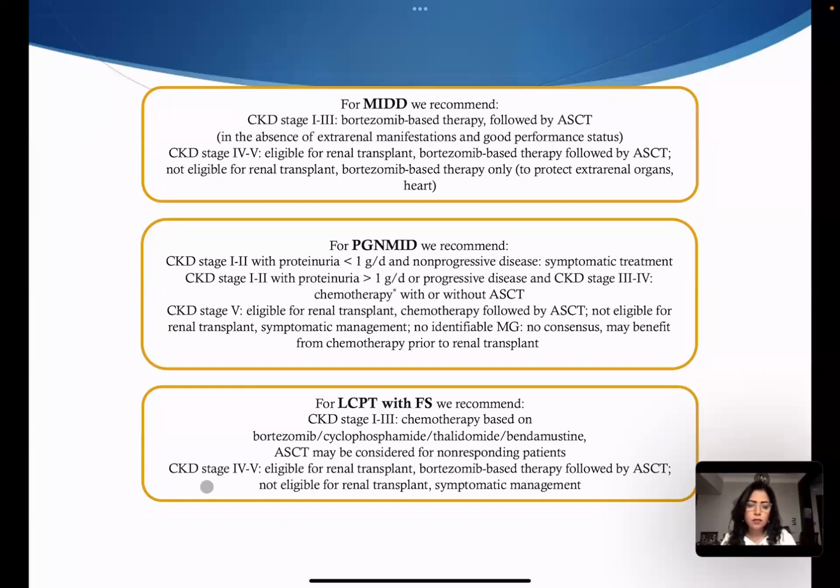and then autologous stem cell transplant for non-responding patients. Whereas if it's stage 4 to 5 and the patient is eligible for renal transplant, you start with bortezomib-based therapy followed by autologous stem cell transplant. If not eligible for renal transplant, because of systemic disease or whatever other etiology, then it is symptomatic management, with no need to go for bortezomib or the stem cell transplant.